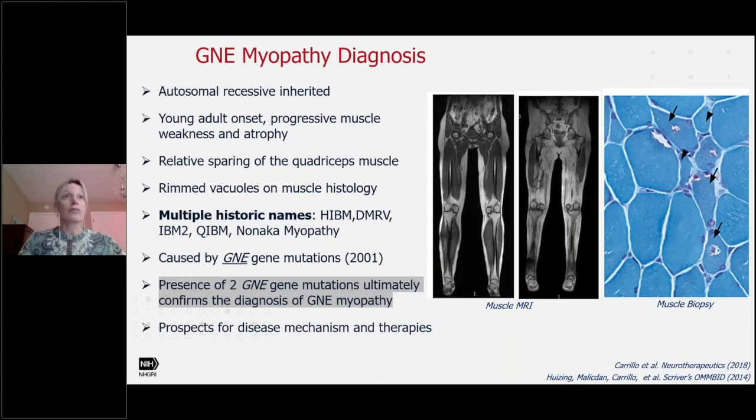starting usually with foot drop, progressing to progressive muscle weakness and atrophy. And only a little into the disease, a relative sparing of the quadriceps muscle becomes apparent. Now, these symptoms, as well as the autosomal recessive inheritance, are not extremely specific for GNE myopathy. There are several other neurological and muscle disorders that have similar symptoms and inheritance. So many patients may get misdiagnosed at initial symptoms.